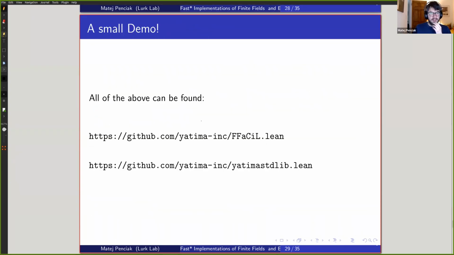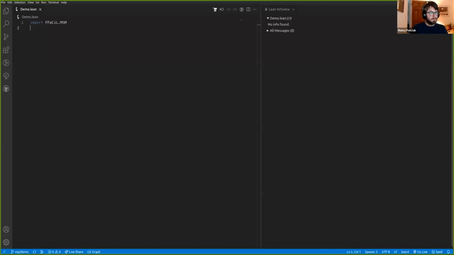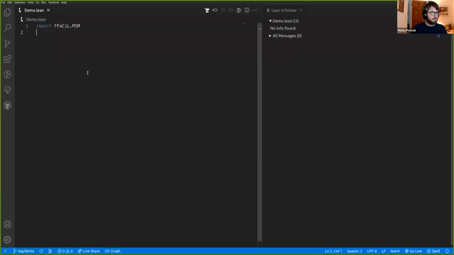So there's Pippenger's algorithm, and let me just end with a small demo. So let me stop sharing this screen and then start sharing my VS Code screen. Okay, so can people see my VS Code setup here? Is it small enough or large enough for people to see? Thumbs up. That's fine. Okay. Yeah, so let me just show you a quick demo of everything.